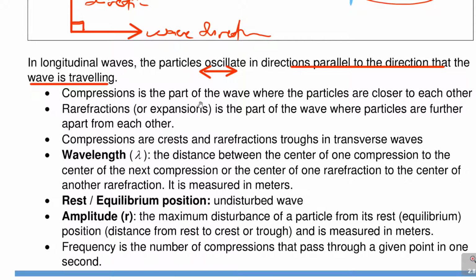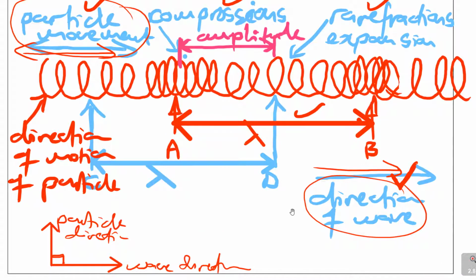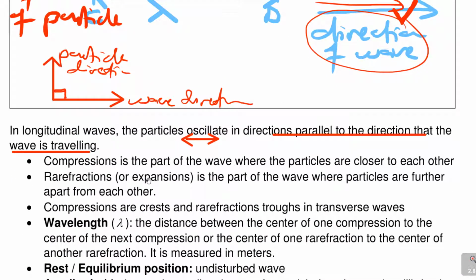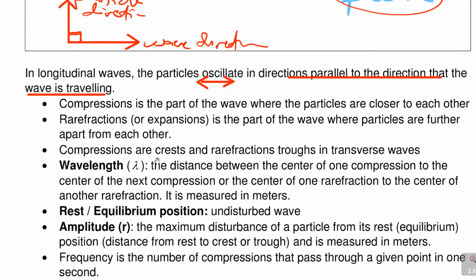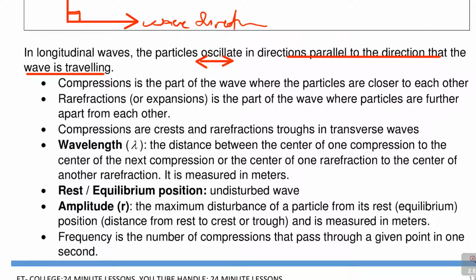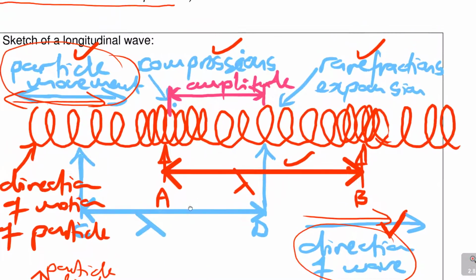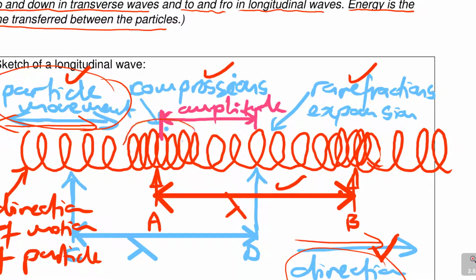Now compressions is the part of the wave where the particles are closer together. We saw that these were the compressions, A and B, as well as the refractions or expansions, which is the part of the wave where particles are further apart from each other. So remember, these are the refractions, as we were mentioning, the C and the D. And then it says compressions are crests. See that now when you are trying to look at the similarity between transverse and longitudinal waves. So if you come back to this diagram, they are telling you that this section of the wave, compressions, is like the crest. Remember, the crest is the highest position in a transverse wave.